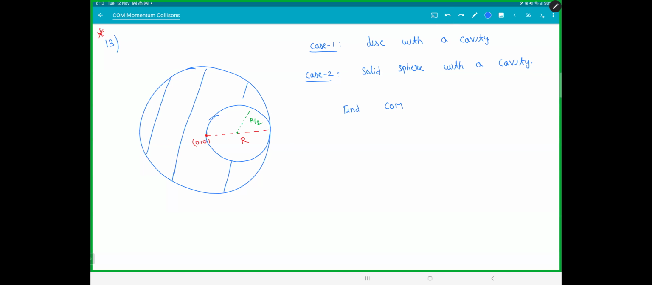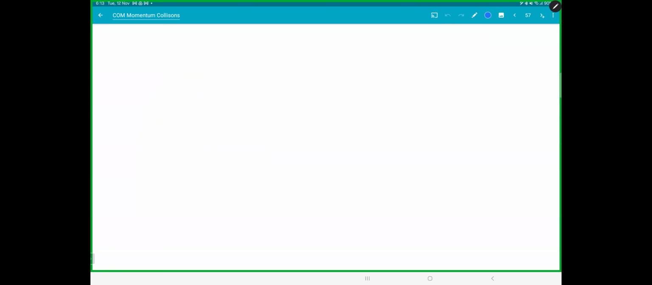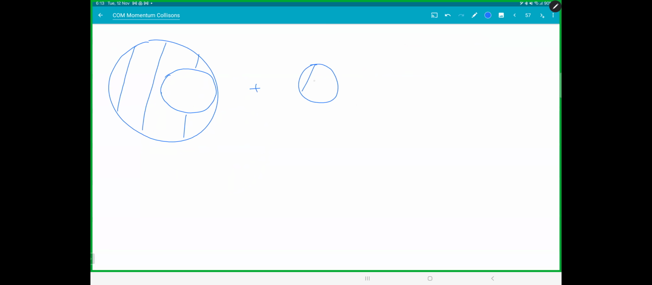Listen, I'll show you one technique. Whenever you get a cavity, this is the idea. You take the disk with the cavity. It's a simple idea, but this is the technique we are going to use in every chapter. Whatever is the cavity, bring it back again and fill it up. Then I will get a full disk.